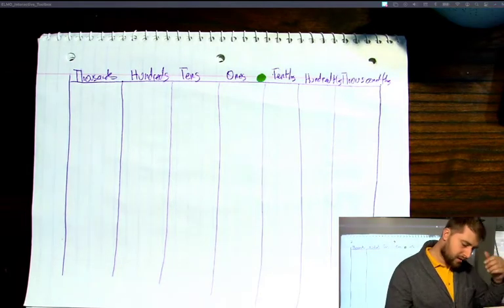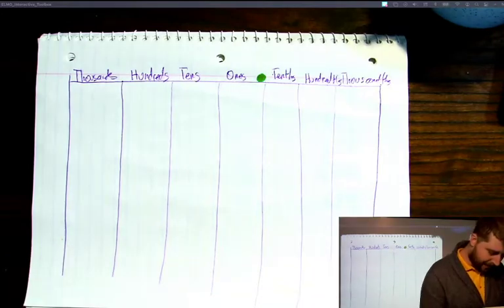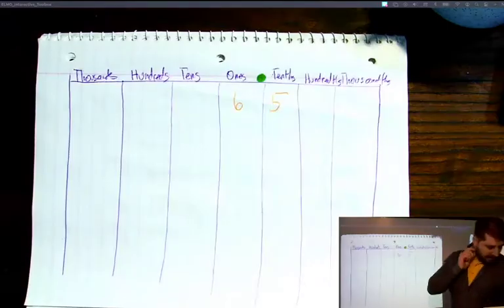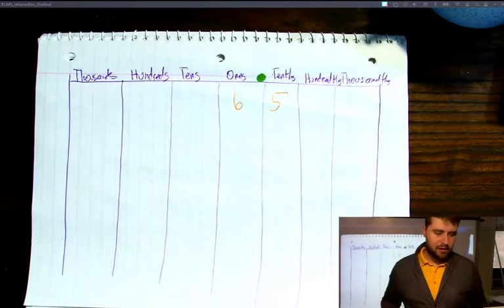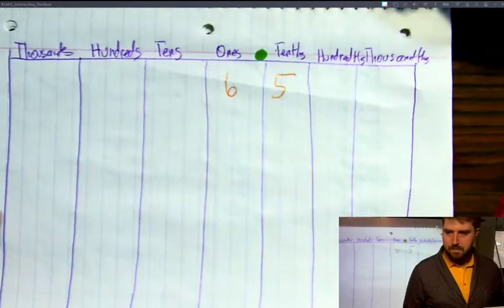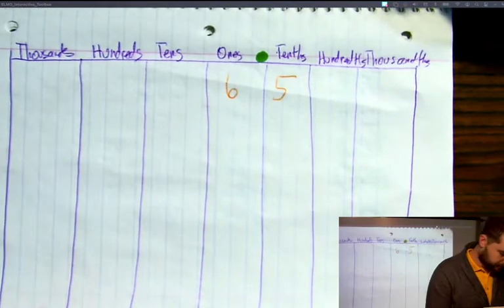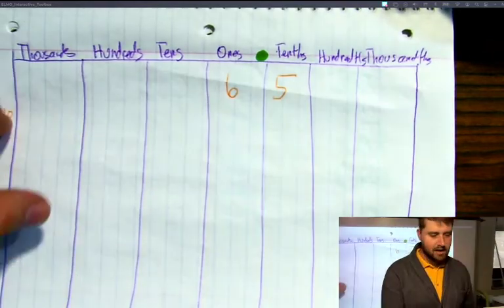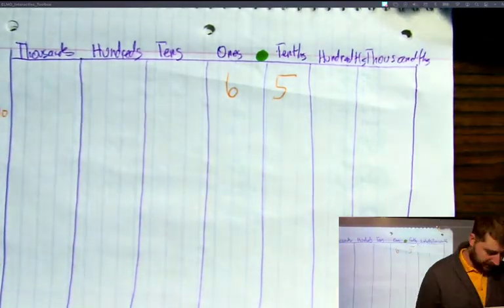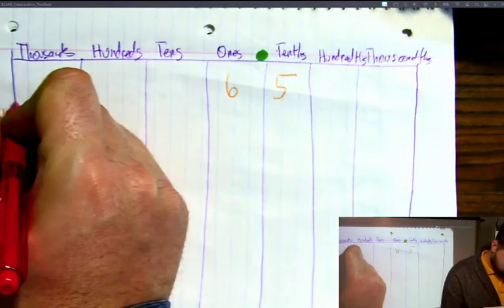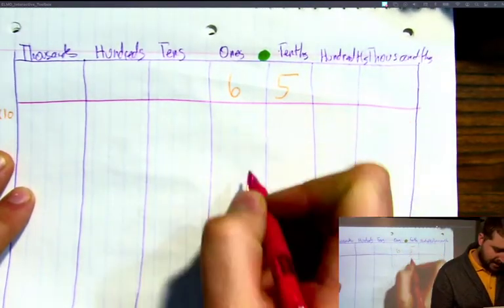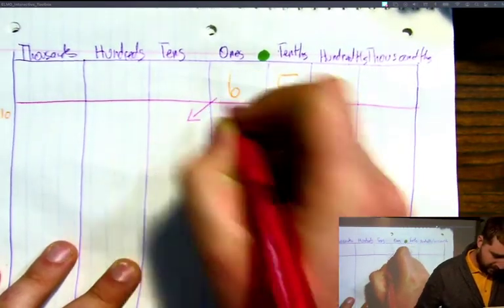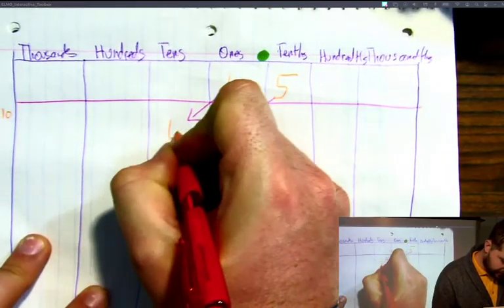All right, so our first number is going to be 6 and 5/10. So I'm going to write that, 6 and 5/10. Now we want to first multiply that number, 6 and 5/10, by 10. 6 and 5/10 times 10. When we multiply by 10, we need to move one place value over each time. So remember, we're going to multiply 6 and 5/10 by 10. Our 5 goes to our 1's place, and our 6 goes to our 10's place. So our answer is 65.